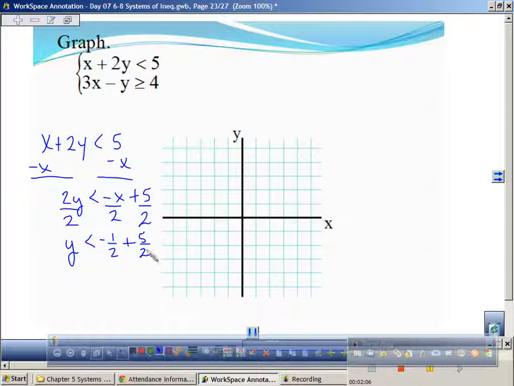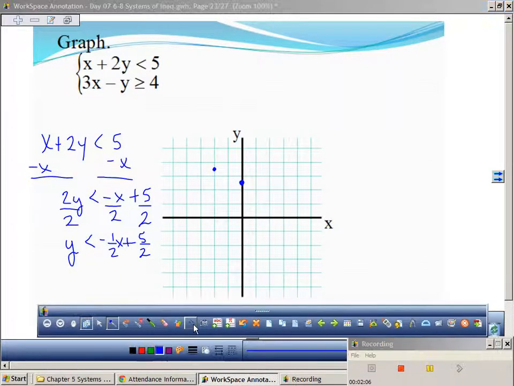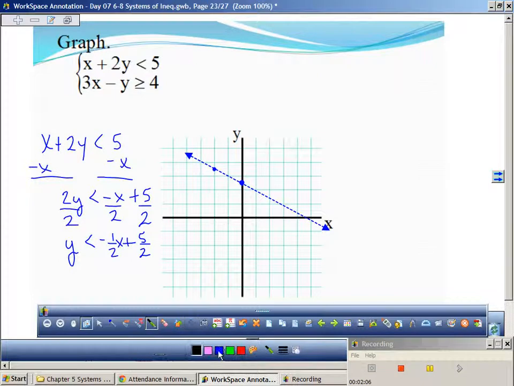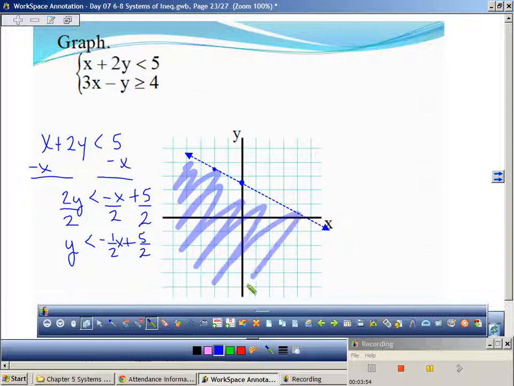Let's go ahead and graph that before we move on. 5/2 does not mean 5 up and over 2. 5/2 means up 2.5 on the y-axis. So I go up 2.5, and then my slope, oops, I forgot my x right here. My slope is up 1 and over 2 in the negative direction. Then I'm going to graph my line. Is it solid or dotted? Dotted. Am I going to shade above or below this line? Below. This is a less than sign, so I need to shade below.